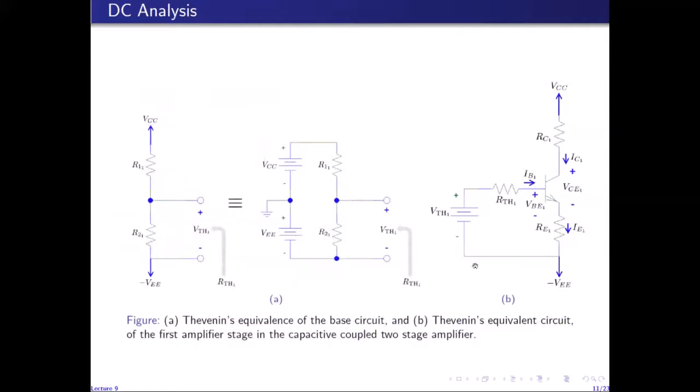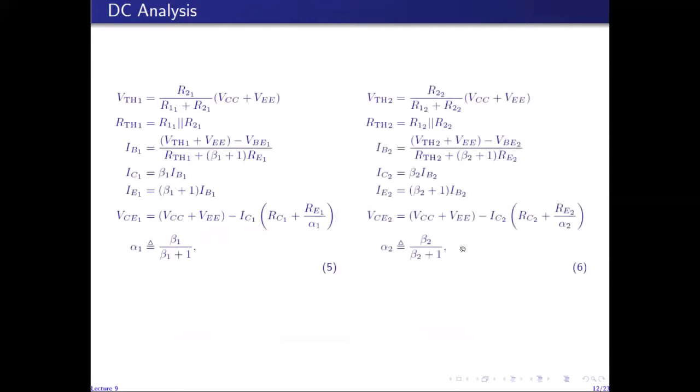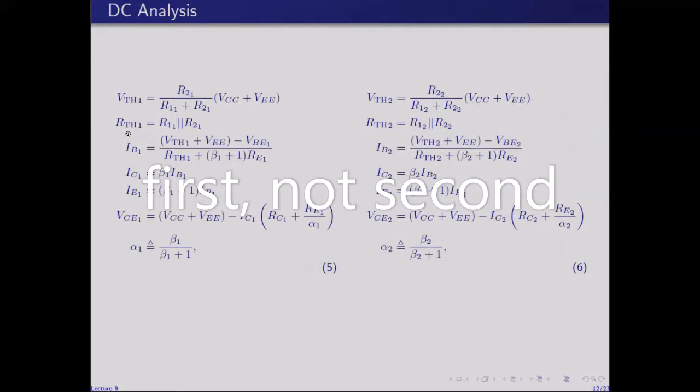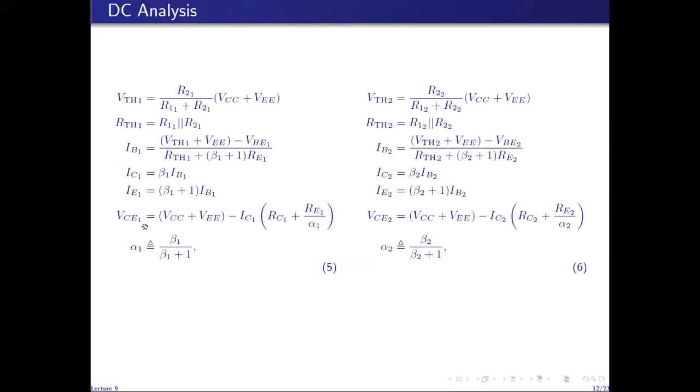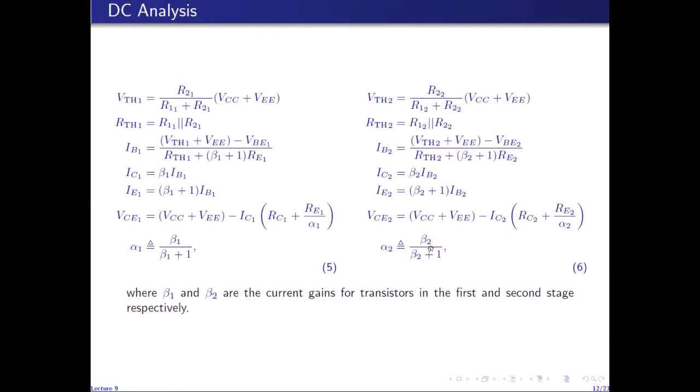So the same can be done with the second stage, and then the DC currents and voltages are given by the usual expressions that we have studied before. So this is the Thevenin voltage for the first stage, Thevenin resistance for the second stage, base current, collector current, emitter current, output collector emitter voltage, and the corresponding quantities for the second stage. So here I've assumed that the current gain beta is different for the two transistors. So beta 1 is the current gain for the first transistor, and beta 2 is the current gain for the transistor in the second stage, which gives us alpha 1 and alpha 2. So the DC analysis is pretty straightforward in case of capacitive coupled multi-stage amplifiers.